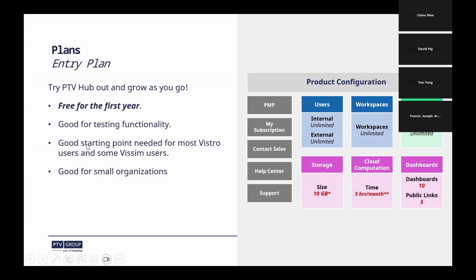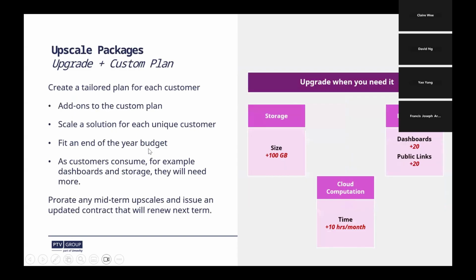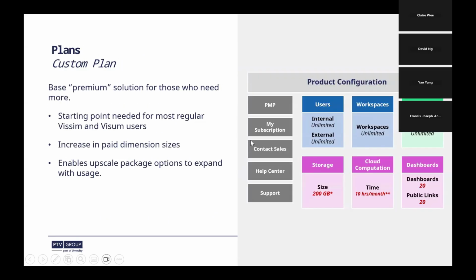So this is a good starting point for you to test and try the functionalities, and it's good for small organizations. The custom plan is a premium solution for those who need more functionality, so that you can get started with 200 gigabytes of storage, 10 hours per month of cloud computation, and 20 dashboards and public links. And finally, you can also upgrade. You can always upgrade to 100 gigabytes, or 10 hours, 20 dashboards, based on the custom plans.